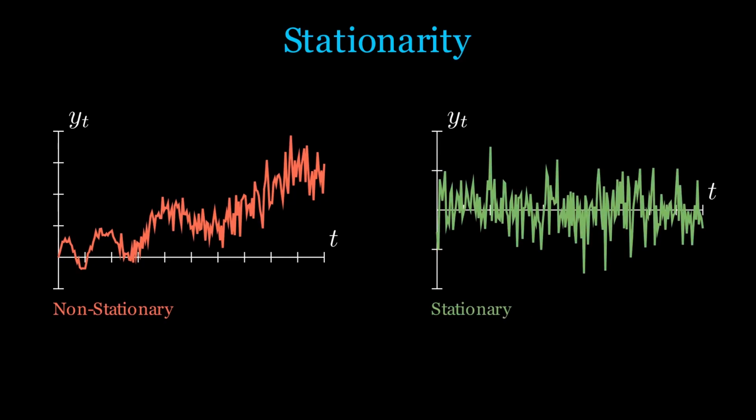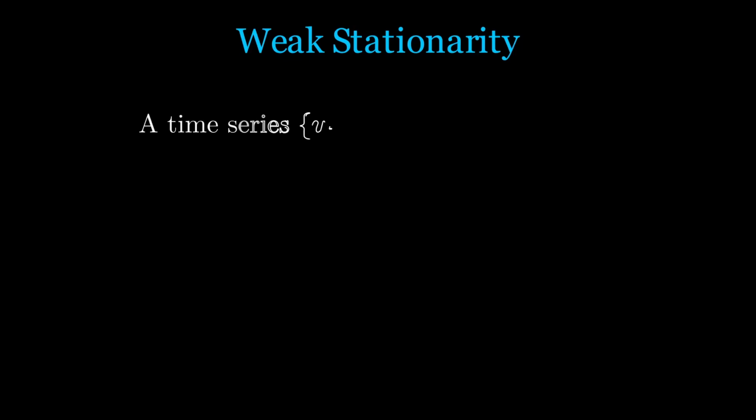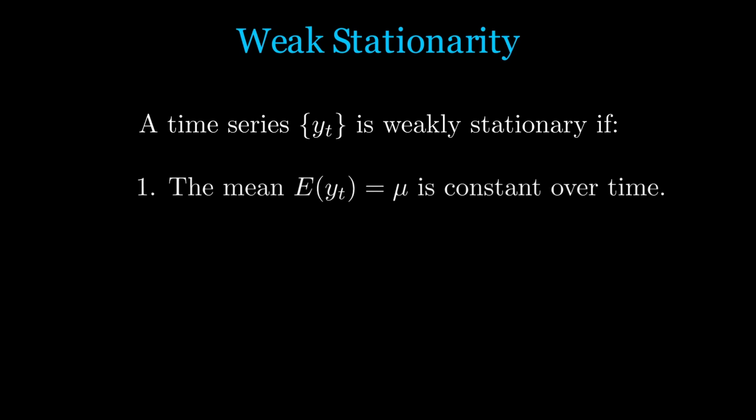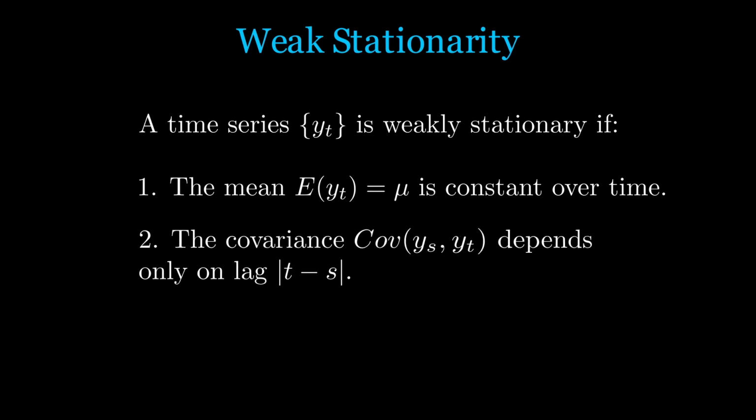So now that we've seen what a stationary series looks like, how do we formalize the definition? Stationarity comes in two main flavors, weak and strong. Weak stationarity is the more common definition in use in practice, so we'll start with that. A time series is weakly stationary if it meets two specific conditions. First, the mean must be constant. It doesn't drift up or down depending on when you look at it. And second, the covariance between 2 points, ys and yt, depends only on the lag between them. It is not dependent on the actual time they occurred.